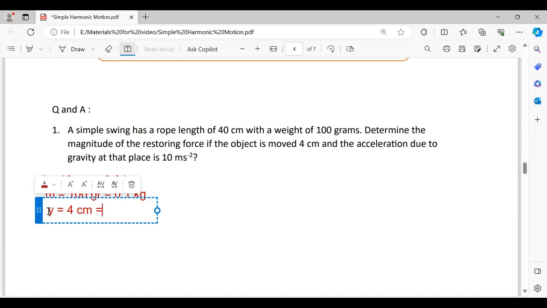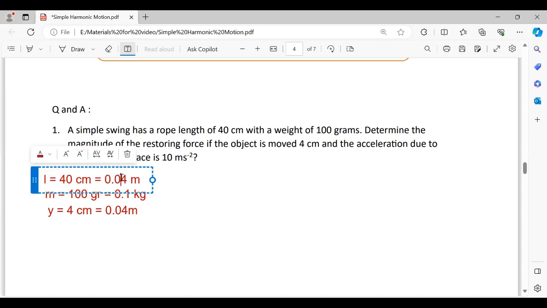And as well, convert into meters, maybe 0.04 meters. Okay. Sorry, length equals 0.4 because 40 centimeters. And gravitational force, of course, 10 meters per second squared. Now we're going to calculate F, or force.